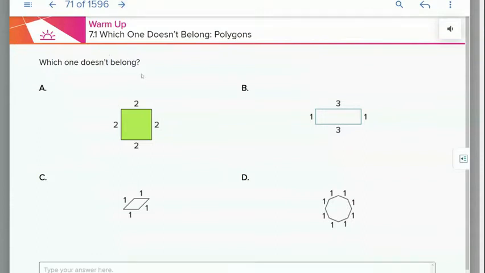Warm up 7.1, which one does not belong? Polygons. As you can see, there's several ways you can look at it. There's an argument for each one for why they don't belong, right? You could talk about the number of sides they have, the length of their sides, or the angles for the vertices. There's so many aspects to this that you can answer.